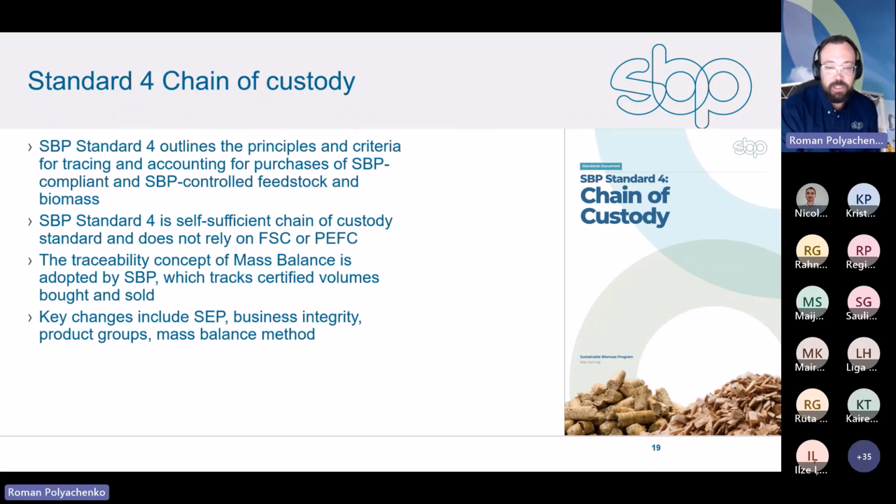So the key highlight is probably that SBP has adopted the traceability concept of mass balance, known from RED 2, which accounts for certified volumes purchased and sold. Other key changes are stakeholder engagement plan requirements, business integrity, product groups. So let's check those key changes in the next few slides.